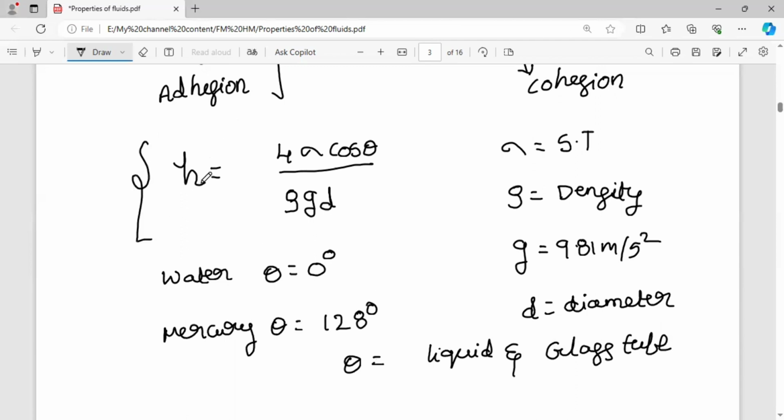How can you solve the problems? For water, theta is 0 degrees. For mercury, theta equal to 128 degrees. These two are fixed values. And surface tension and density depend on the liquid, which liquid we will calculate. That will be decided. Okay, this is about the capillarity.